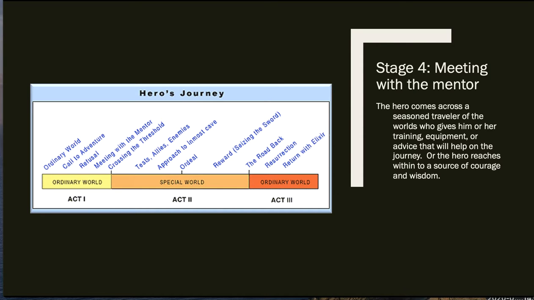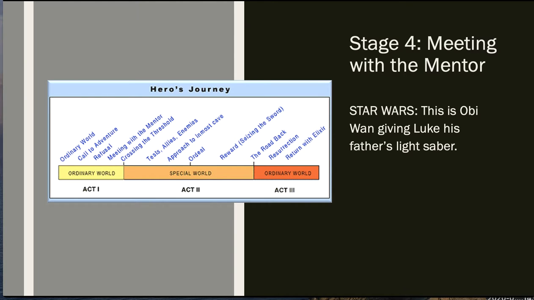Meeting with the mentor. So the main character has agreed to this call to adventure, and now they have to meet with the mentor. The hero comes across a seasoned traveler of the world who gives him or her training, equipment, or advice that will help on the journey. Or the hero reaches within to a source of courage and wisdom. And in mythology, we see this meeting of the mentor. Sometimes it's a wise person, but oftentimes it's a deity of some sort who is instigating this. And so they're meeting with the mentor to get those special cool gadgets. In James Bond or other thriller types like that, that's where they go talk to Q, right? And we get all the cool gadgets. In Star Wars, this is when Obi-Wan gives Luke his father's lightsaber. So we've met the mentor, and the mentor is essentially training Luke to become a Jedi.